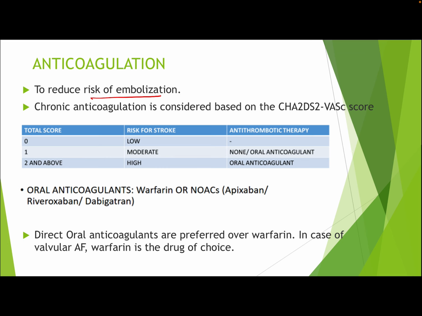So, to reduce this risk of embolization is why we anticoagulate. And as I've already mentioned, chronic anticoagulation is considered based on the CHA2DS2-VASc score. And I'm just putting this picture here just to remind you of how we interpret the score and how we treat accordingly. And just to mention here that direct oral anticoagulants like apixaban, rivaroxaban, dabigatran are what we prefer now over warfarin, except of course if the AF is a valvular AF, then definitely warfarin is the drug of choice.